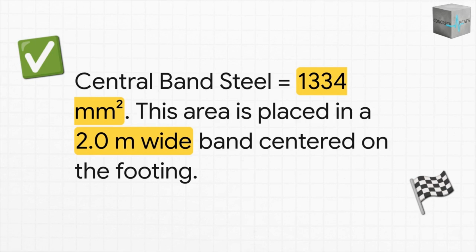And here's the practical part. That much steel has to be placed within the central 2-meter wide band of the footing. The rest of it, the remaining 666 square millimeters, gets split up and placed evenly on either side of that zone. And just like that, our reinforcement is detailed exactly as the code requires.